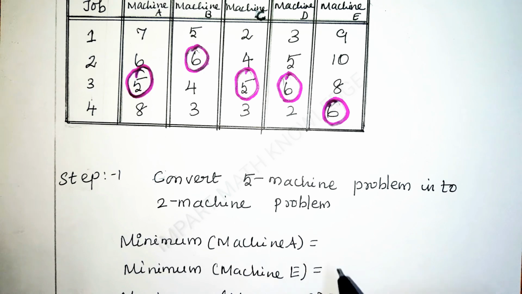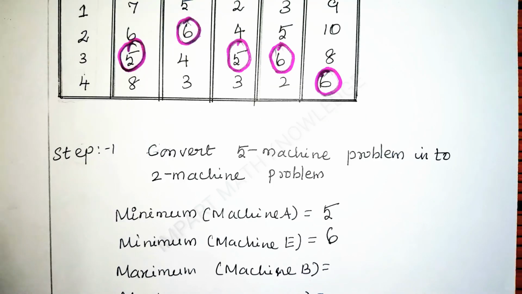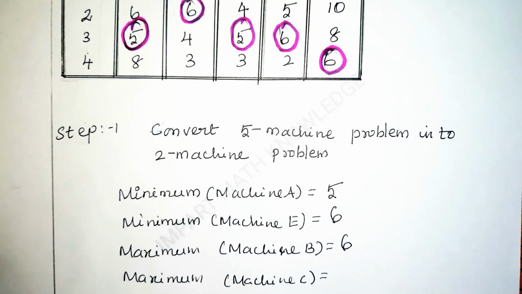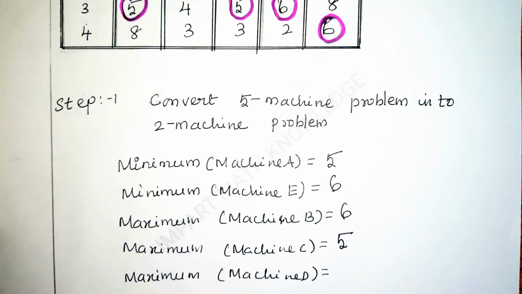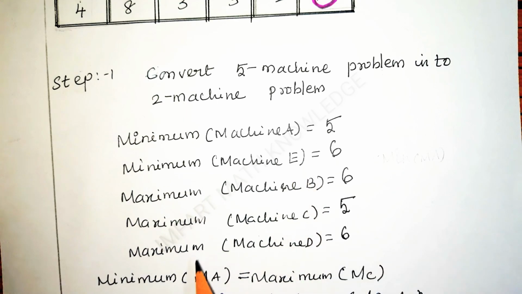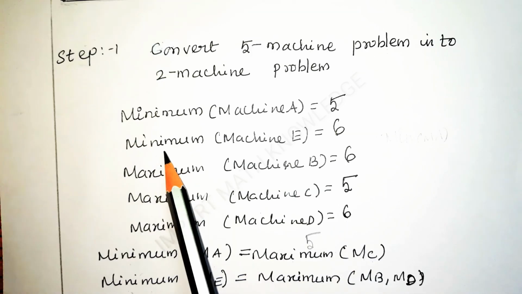Let me write: minimum value from machine A is 5. Minimum value from machine E is 6. Maximum value from machine B is 6. Maximum value from machine C is 5. Maximum value from machine D is 6. Here minimum of machine A is 5, maximum of machine C is 5. Both are equal.